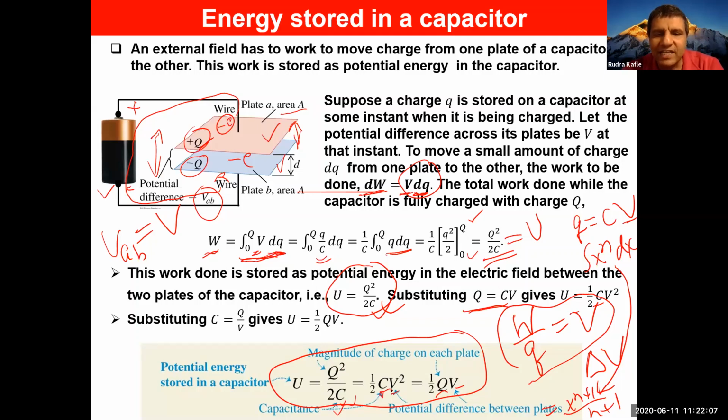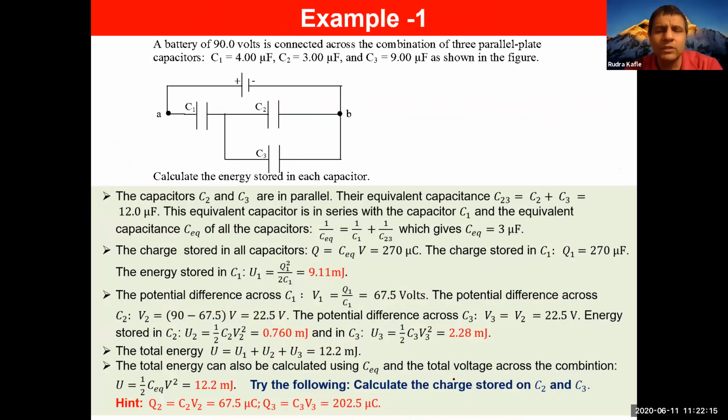If C and V are given, please use the second formula. If Q and B are given to you, then use the third formula. Okay. So, for example, we can apply that to calculate the energy stored in these capacitors.